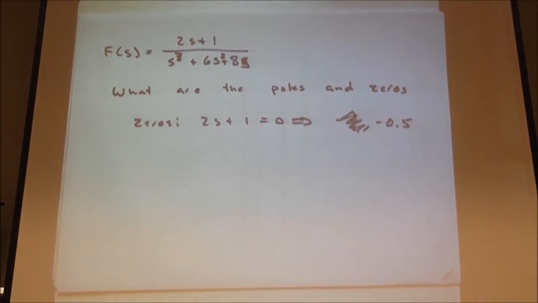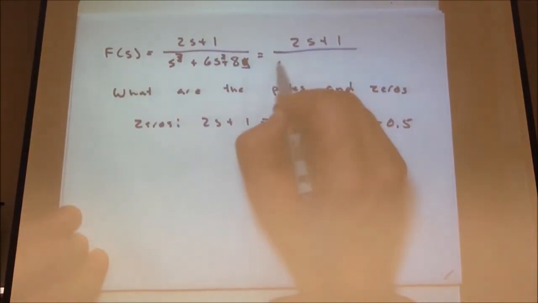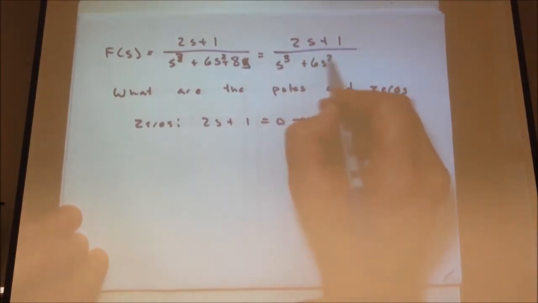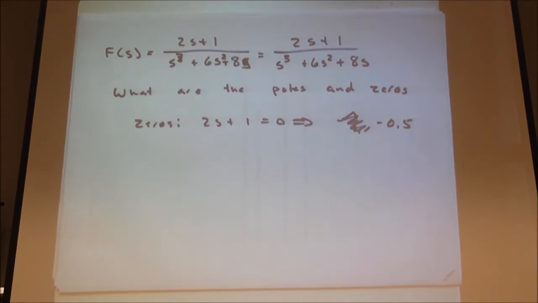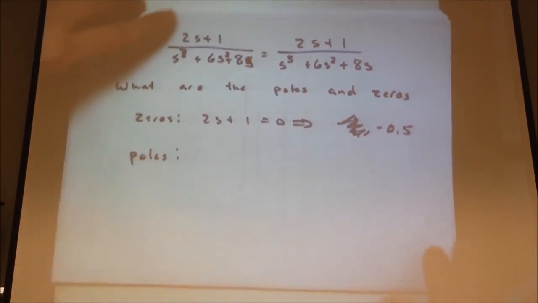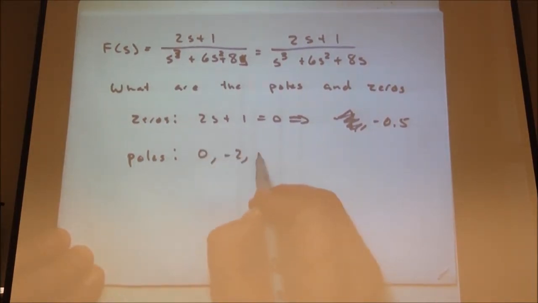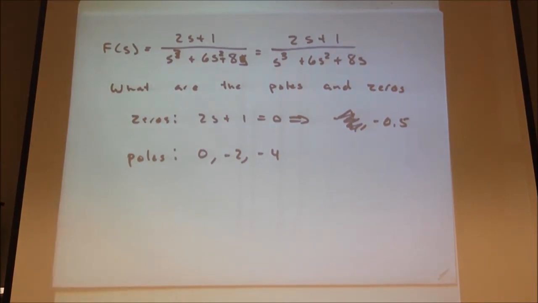Question, is this S what? It's the same problem in the handout, but yeah, it's hard to read since I scribbled. S cubed plus 6s squared plus 8s. So we have a 0 at minus 0.5, and the poles, a little quadratic method, or however you want to use. We have a pole at 0, a pole at minus 2, and a pole at minus 4. You can find that in your calculator and verify that.